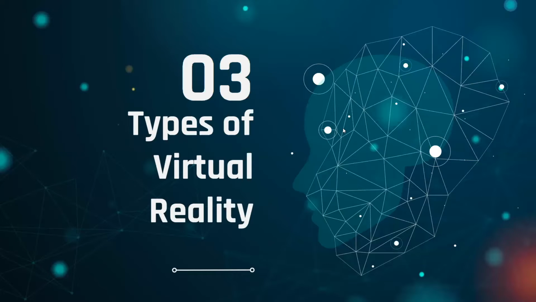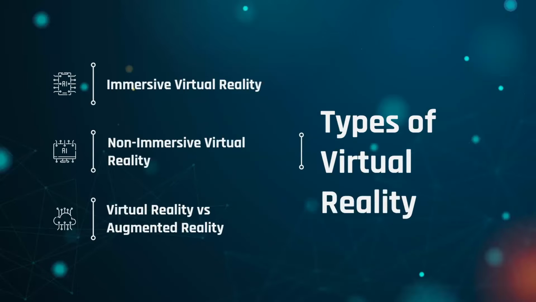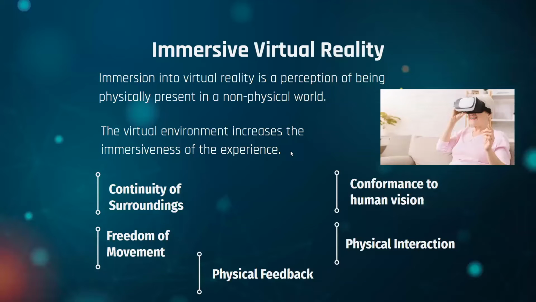So, the types of virtual reality. The three types of virtual reality are immersive virtual reality, non-immersive virtual reality, and virtual reality versus augmented reality. So, immersive virtual reality. Immersion into a virtual reality is a perception of being physically present in a non-physical world, and the virtual environment increases the immersiveness of the experience. So, this is the virtual reality we know that uses a headset and free movement.